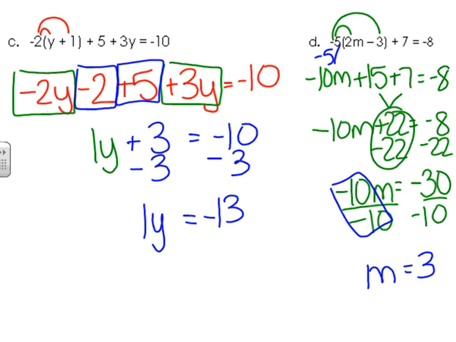So negative 5 times 2 times 3 minus 3 plus 7, and make sure that's equal to 8. So 2 times 3 is 6. 6 minus 3 is 3. 3 times negative 5 is negative 15. And negative 15 plus 7 is, in fact, negative 8. So we're good there.